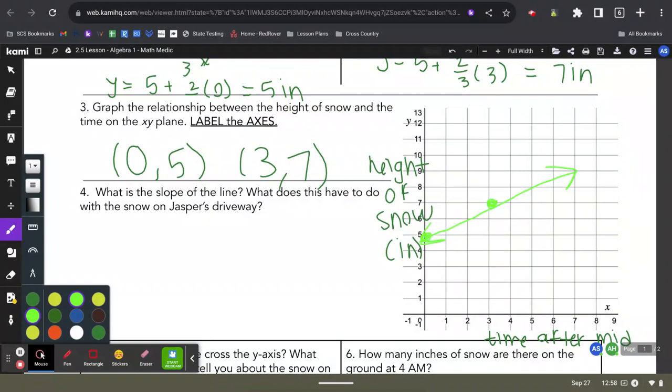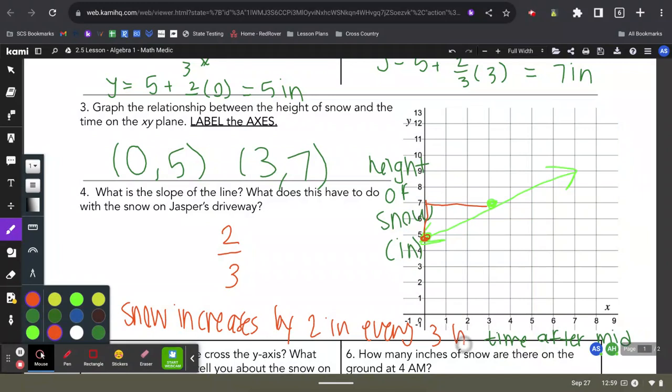What is the slope of the line? What does this have to do with the snow on Jasper's driveway? To find the slope, we need to count. So we start here, and we move up 1, 2, and then we move right 1, 2, 3. So our slope is 2/3, but what does that mean? Snow increases by 2 inches every 3 hours. Okay, and make sure you remember that slope is change in y over change in x. So that's how I got my labels.